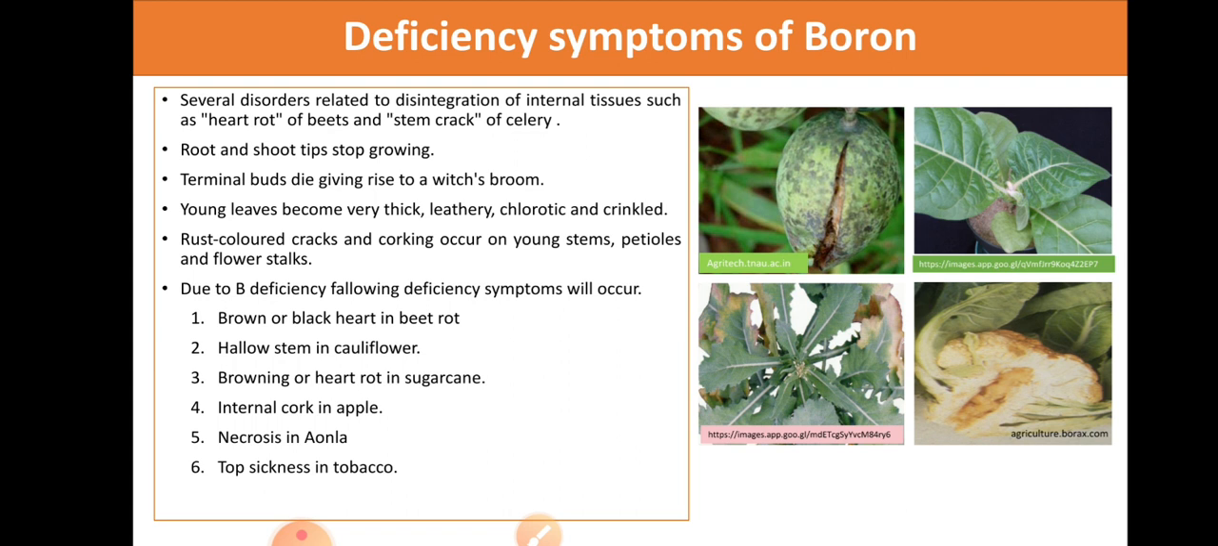Due to deficiency of boron, the following deficiency symptom will take place. The first is brown or black heart in beetroot, hollow stem in cauliflower, browning or heart rot in sugarcane, internal cork in apple, necrosis in amla, and top sickness in tobacco.